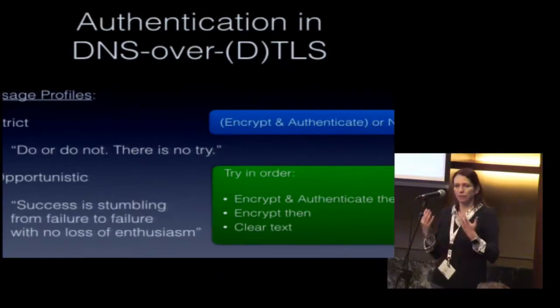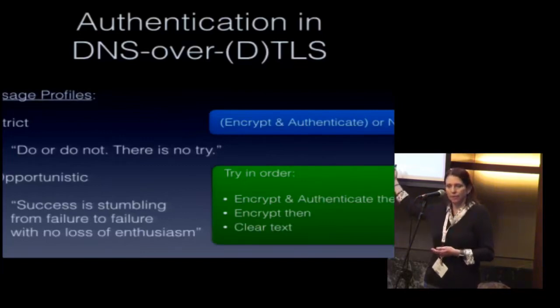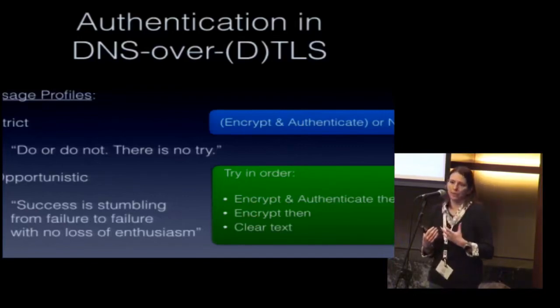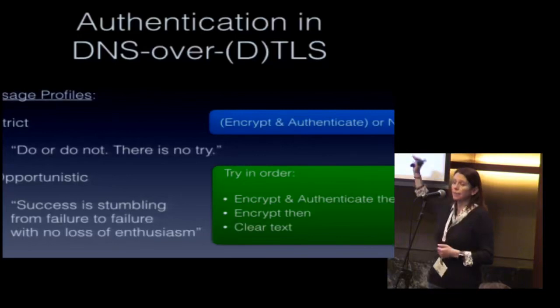I like to think of it as a kind of Jedi way of doing this. I've let the words of Master Yoda describe the philosophy here. Whereas the opportunistic profile is much more pragmatic. I really like the idea of DNS privacy and I think it's important. I'm going to try every mechanism I can to do it, but at the end of the day, I am willing to go to clear text in order to get connectivity.